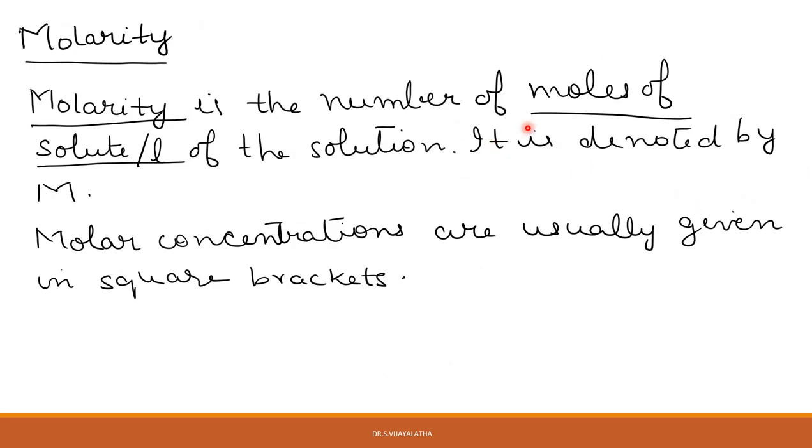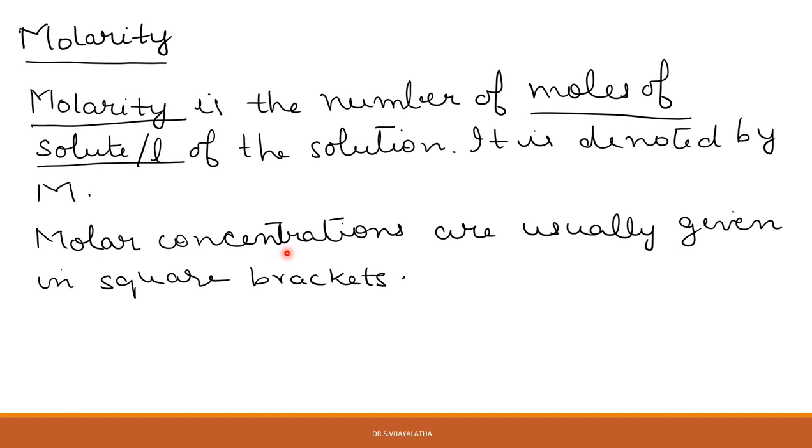Now let us see the definition of molarity. Molarity is the number of moles of the solute per liter of the solution. So how many moles are there in 1 liter of the solution? That is molarity. Keep in mind it is the whole solution and not the solvent. It is denoted by the capital letter M. Sometimes it may also be written as moles per liter or mol per liter. Molar concentrations are usually expressed in square brackets.